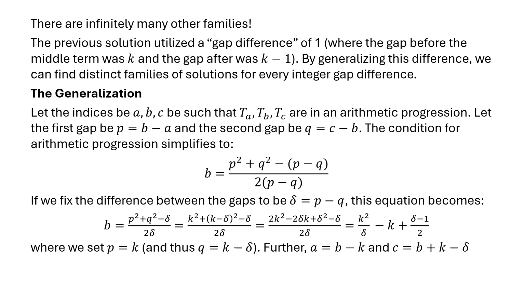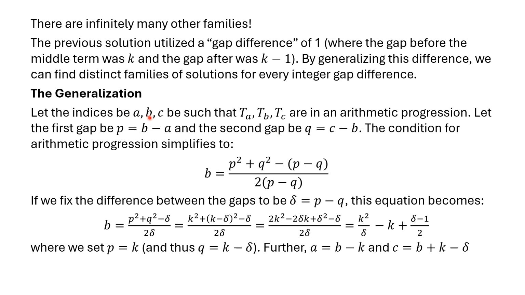There are infinitely many other families of solutions from the one we saw in the previous slide. The previous solution utilized the gap difference between the indices of 1, where the gap before the middle term was k, again we're referring to the indices, and the gap after was k minus 1. By generalizing this difference, we can find distinct families of solutions for every integer gap difference.